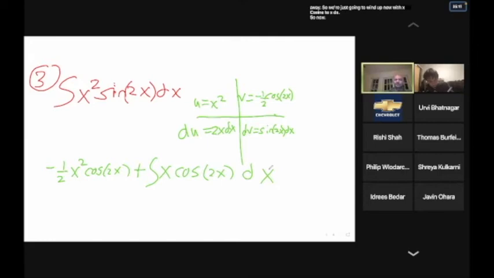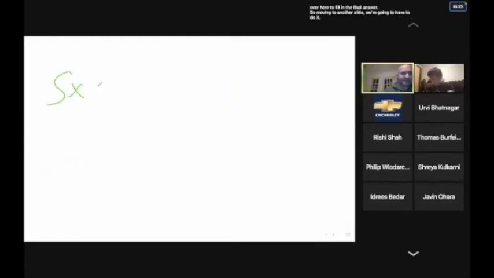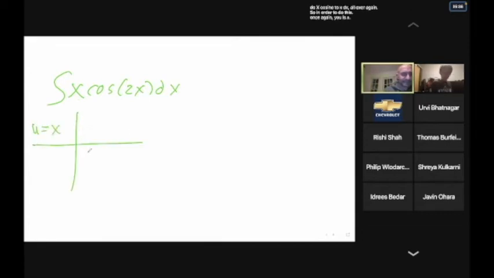So now we have the job of actually doing integration by parts again, and then coming back over here to fill in the final answer. So moving to another slide, we're going to have to do x cosine 2x dx all over again. So in order to do this, once again, u is x, dv is cosine 2x dx. So with the u being x, the du is 1 dx.